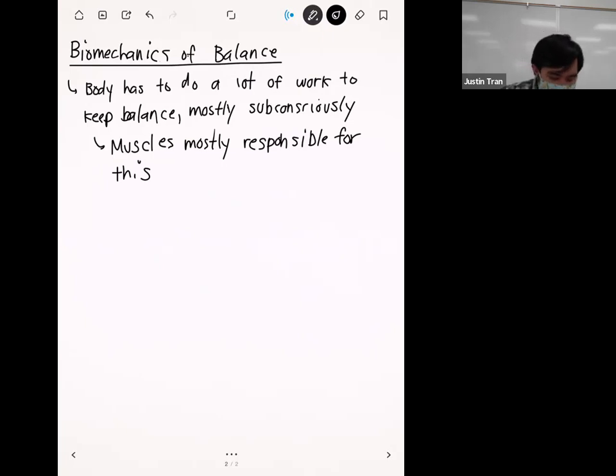So let's define some definitions to help get the discussion started. Let's start with a definition called the base of support. The base of support is defined as the area beneath the person that includes every point of contact the person makes with the ground.